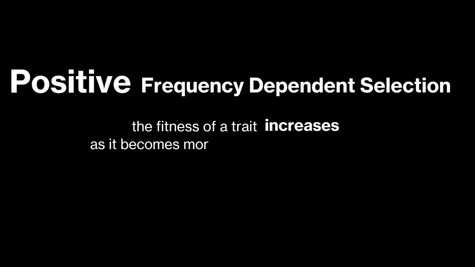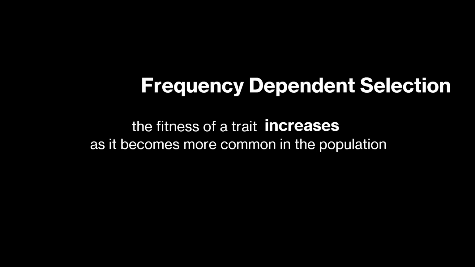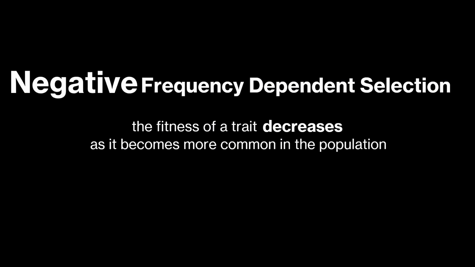Frequency-dependent selection can be either positive or negative. Positive frequency-dependent selection is when the fitness of a trait increases as it becomes more common in the population. On the contrary, negative frequency-dependent selection is when the fitness of a trait decreases as it becomes more common in the population.